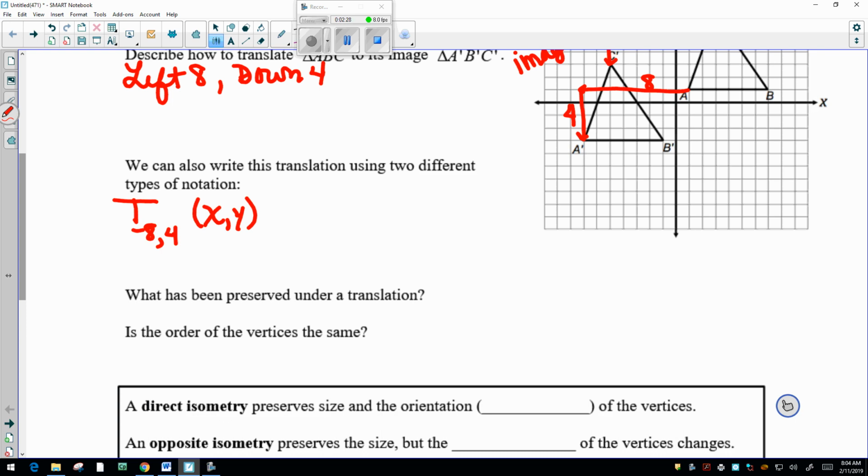Another way that you would see this notation, perhaps, is that you could see something that looks like x minus 8 and then y plus 4. So just telling you I have to move my x coordinate to the left 8 units and the y coordinate up 4.